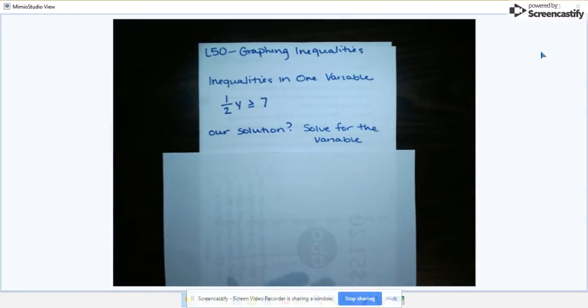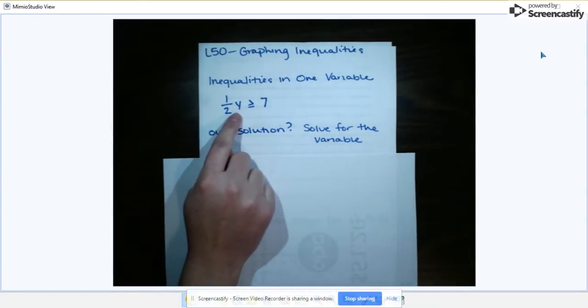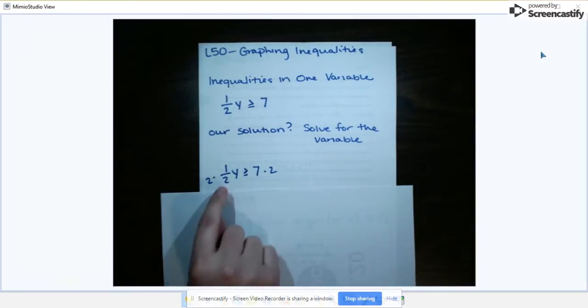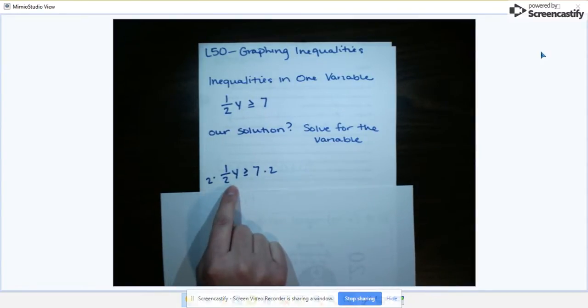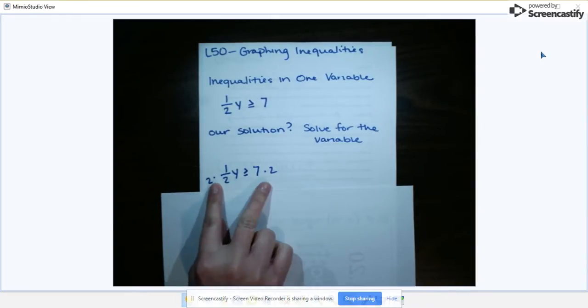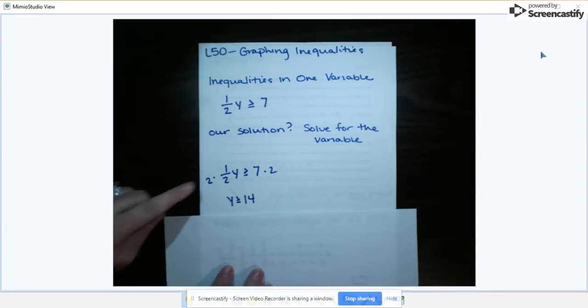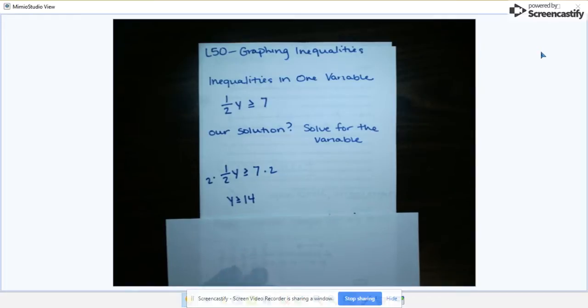So in order to find our solution, we have to solve for our variable. So we're going to solve this inequality. This is 1/2 times y. Well, 1/2 times is the same as dividing by 2. So we're going to undo that by multiplying by 2 on both sides. Okay. Our 2's will cancel here. That leaves us with y, and then 7 times 2 is 14. So that is our solution.